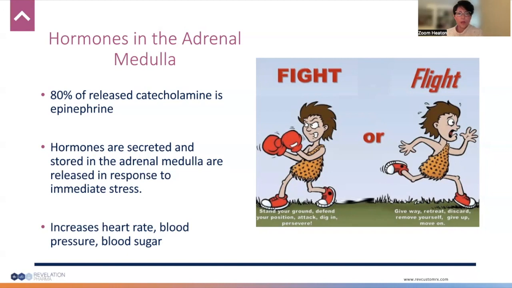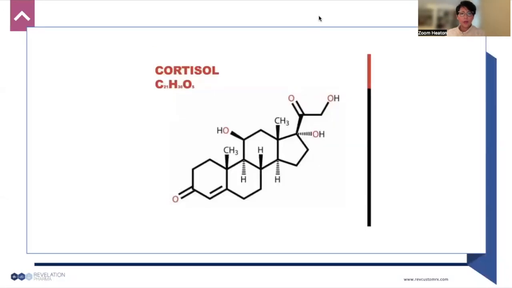And the hormones that are secreted and stored in the adrenal medulla are released, of course, in response to that acute stressor. And that's where your heart rate increases, your blood pressure rises, and your blood sugar is up just to get you going. So this is the chemical structure of cortisol.